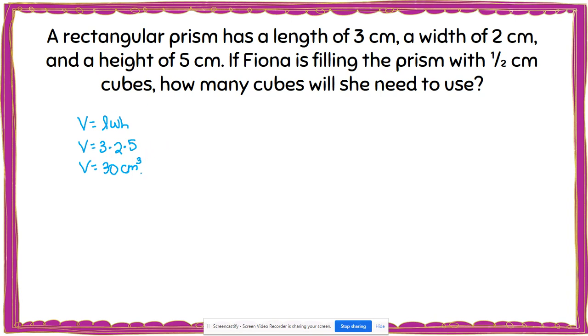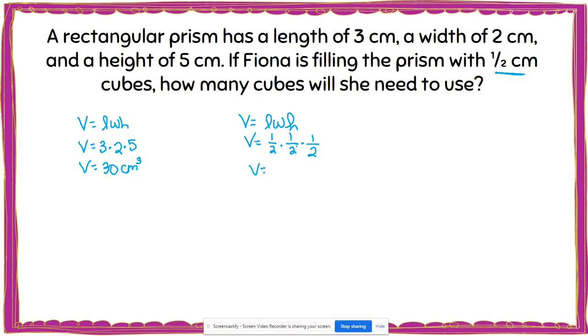If the whole prism has a volume of 30 centimeters cubed, I need to figure out what is the volume of just one of my cubes. Well, if it's a cube, I know that every side is the same. So when I do length times width times height for this, all of these values will be 1/2. So it will be 1/2 times 1/2 times 1/2.